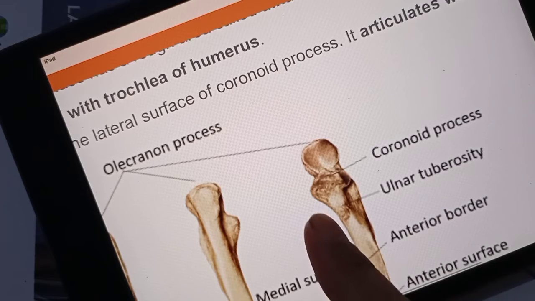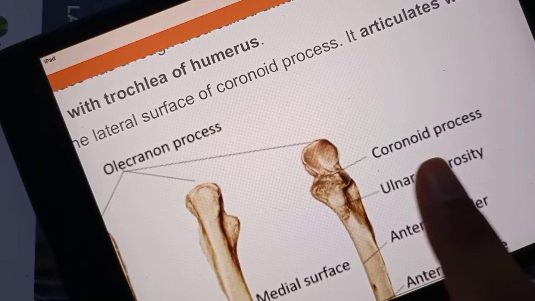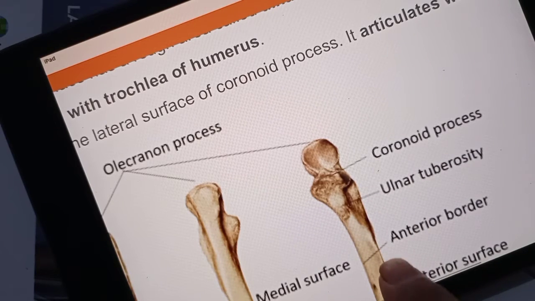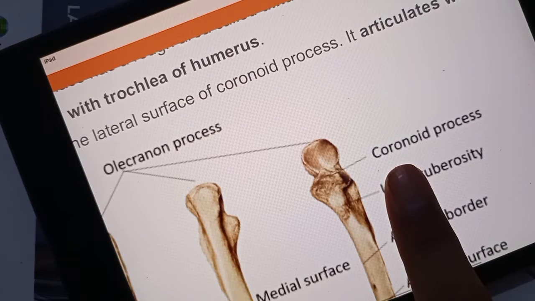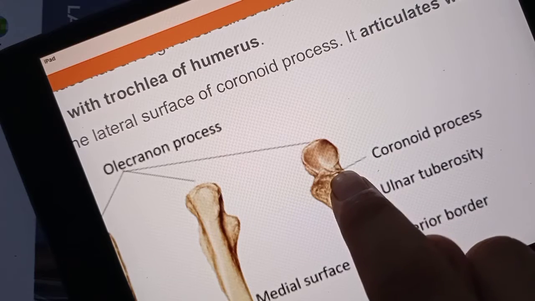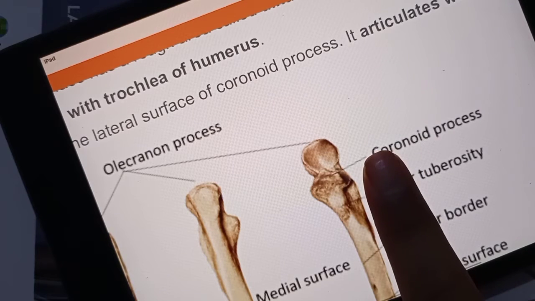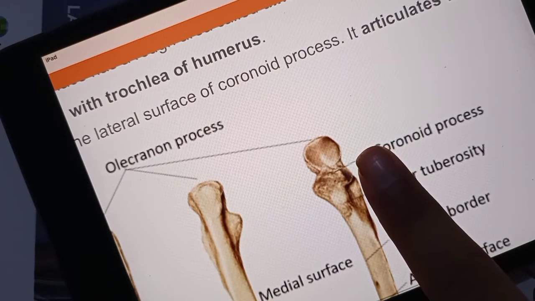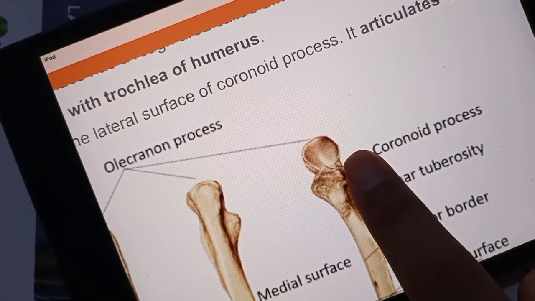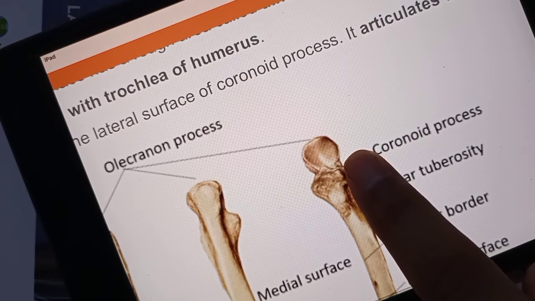As we discussed earlier, the radius is located laterally toward the interosseous border. This is the radius, so it is the lateral side. And on the lateral side of the coronary process, here is the radial notch. Consider my finger as the radius, so it articulates sideways with the radial notch of the ulna.